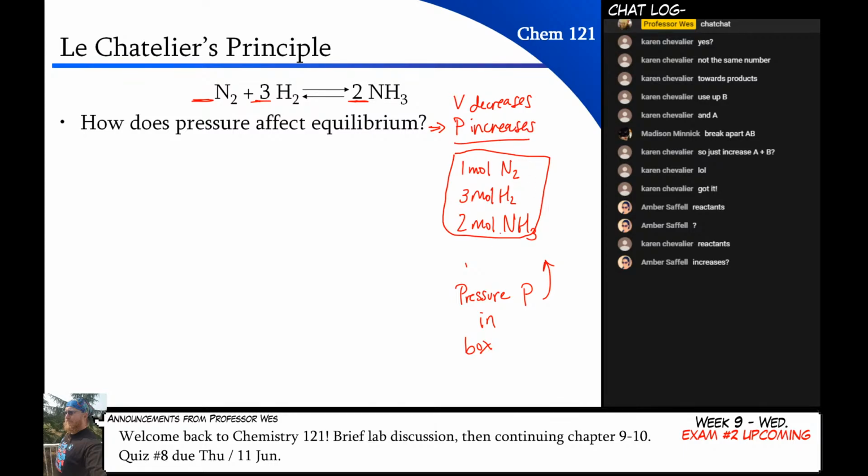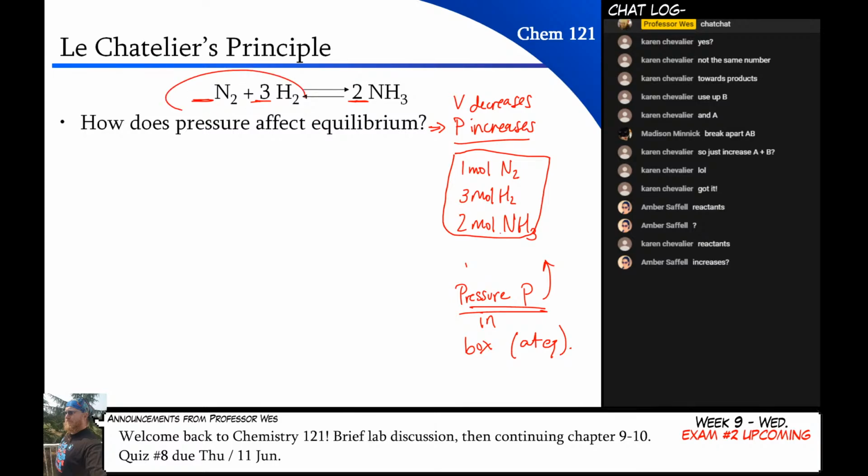But if P increases, I'm no longer at the original pressure P in the box. And so I need to get back to this if I want to be at equilibrium. But if it's not the same, I need to change it such that it is the same. So what the reaction will do is it will try and reduce the pressure by reducing the amount of stuff that's in there. And the way that it does that is that the reaction will move in the direction with the smaller number of moles.